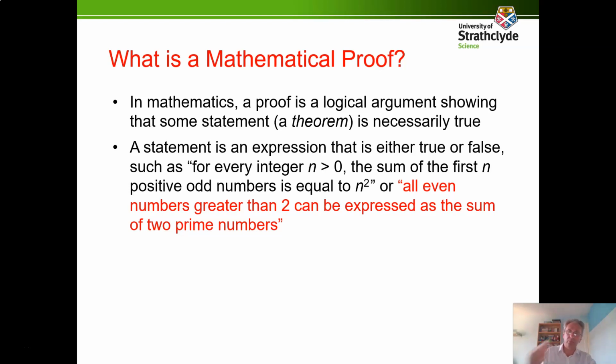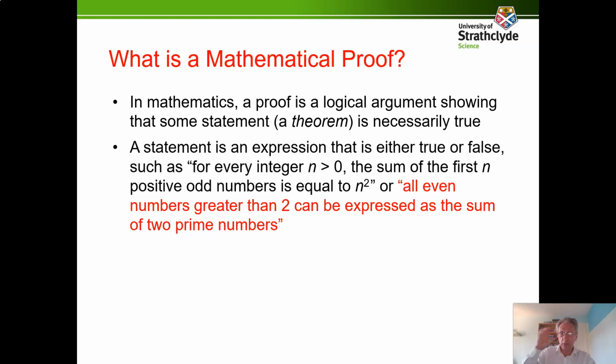One case done. What about 6? Well, that's 3 plus 3. 3 is a prime number, so therefore 6 is done. Tick. What about 8? Well, that's going to be 3 plus 5. 3 and 5 are both prime. We're done. 10. Well, that's going to be 3 plus 7. 3 and 7 are both prime. We're done. What about the next one, which is 12? Well, that's 5 plus 7, and so on and so on. Now, I've shown that this statement is true up to and including the number 12.